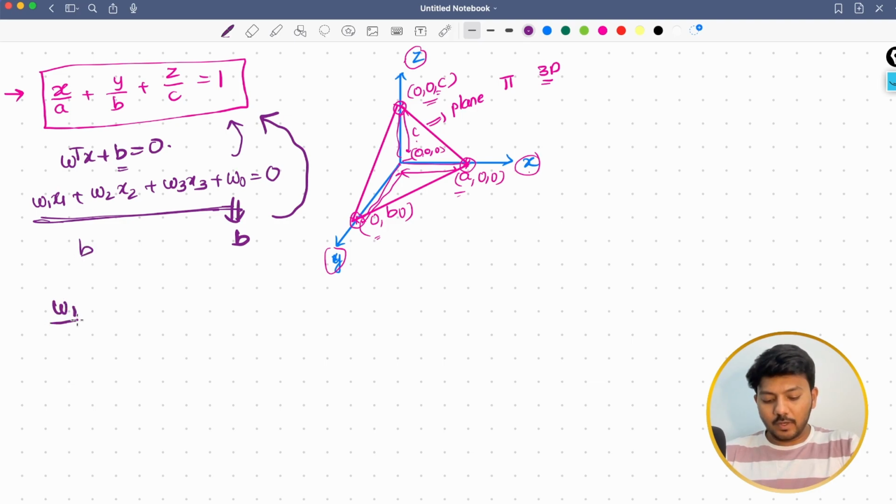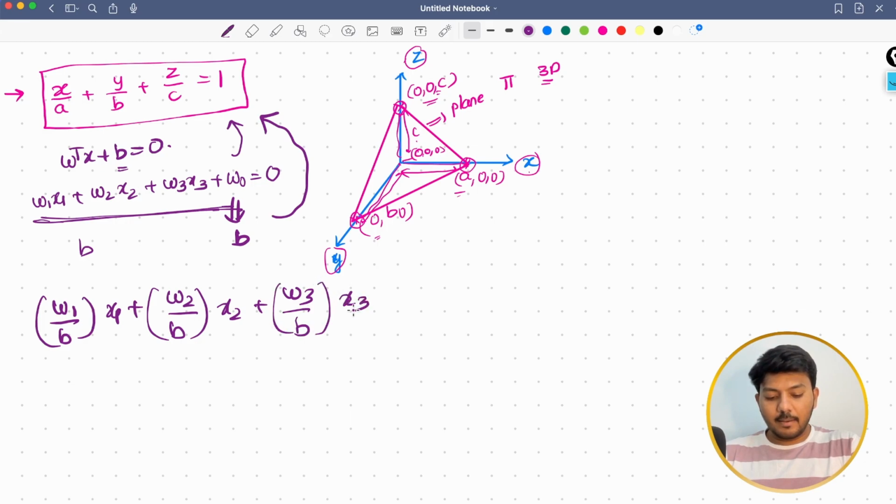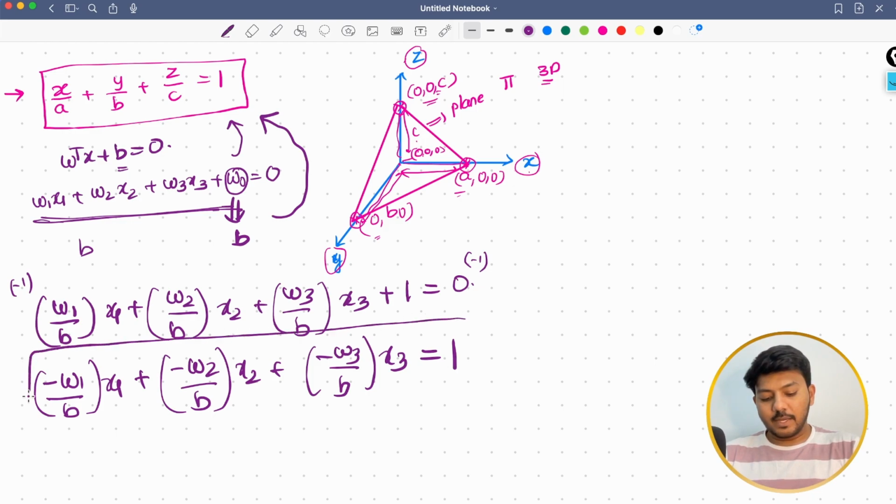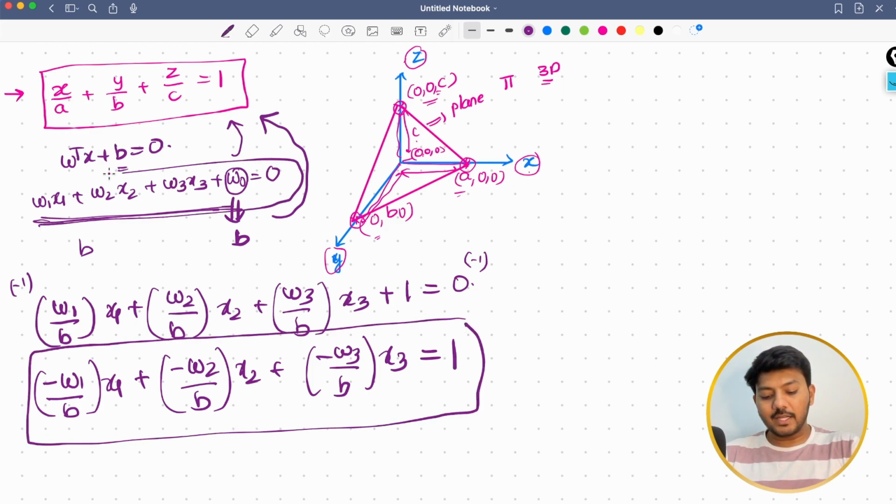So it would become w1 by b into x1 plus w2 by b into x2 plus w3 by b into x3 plus b by b plus 1 equal to 0. Clear? And now I will multiply both sides with minus 1. So what will become? Minus w1 by b into x1 plus minus w2 by b into x2 plus minus w3 by b into x3 equal to 1. So this is my modified equation of the same one if it is in case of 3D.